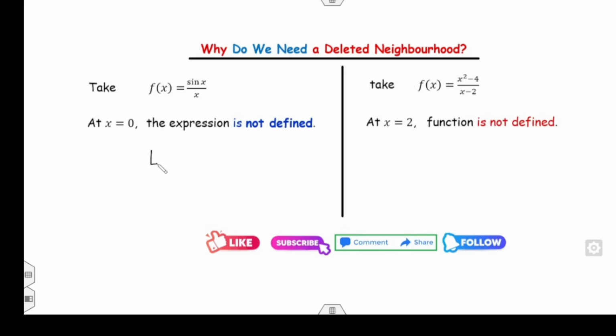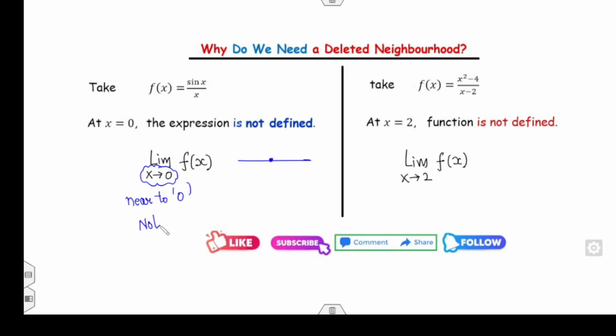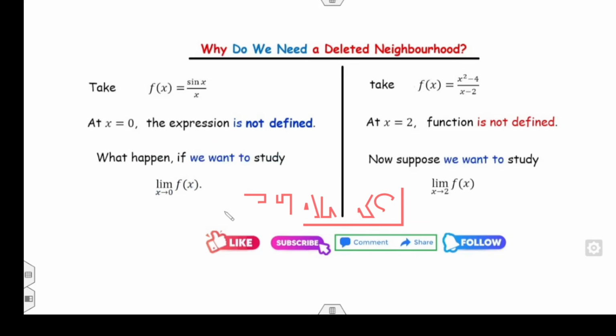That means what can you say about the limit as x approaches 0 of f(x) on the left hand side, and what can you say about the limit as x approaches 2 of f(x)? What is the meaning of x approaches 0? That means we are near to 0 but not exactly 0. यही तो मतलब होता है ना नेबरहुड का और अप्रोचेस का. That means what will happen if we plan to study the limit as x approaches 0 or x approaches 2.